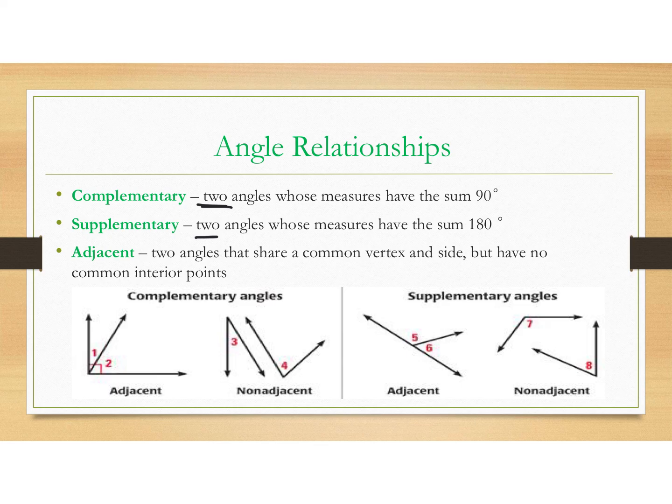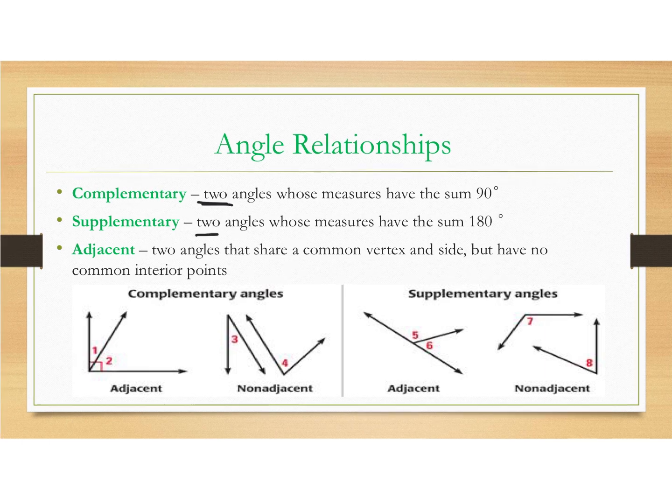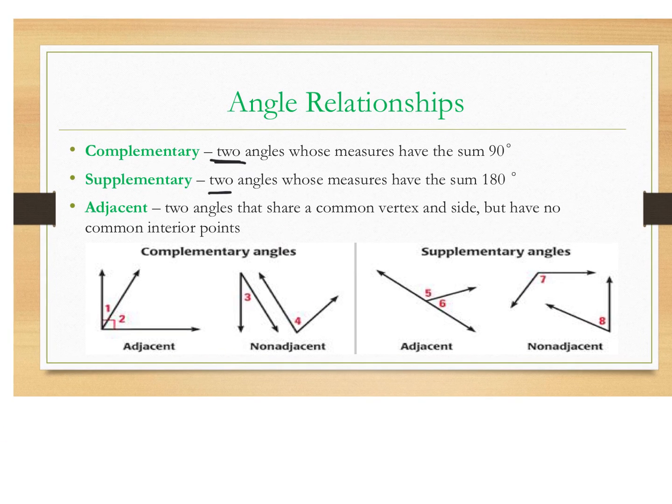Now, when we're looking for these 2 complementary angles or 2 supplementary angles, they do not need to be adjacent angles. And what I mean by adjacent is they're 2 angles that share a common vertex and side, but have no common interior points. So the word adjacent means next to. So adjacent angles are 2 angles that are next to each other. So when I'm looking for a pair of complementary angles, they don't have to be in the picture next to each other.